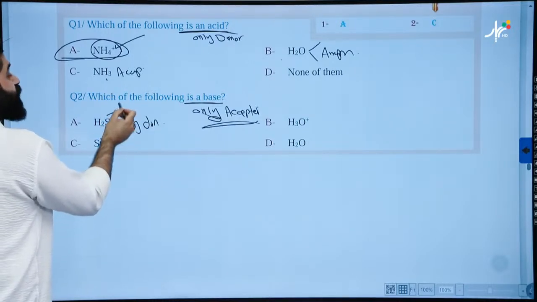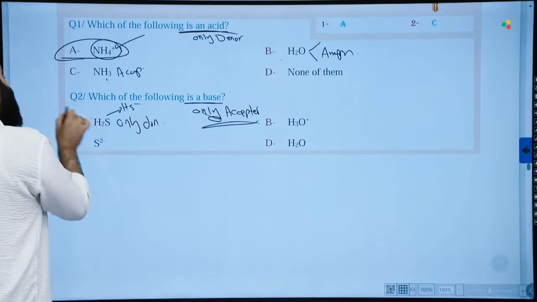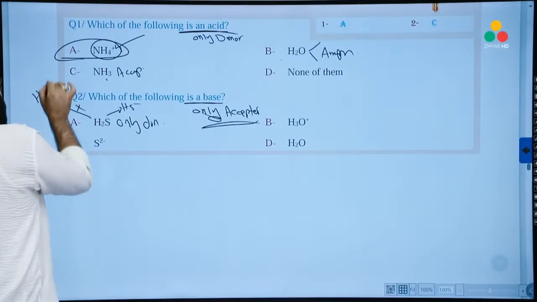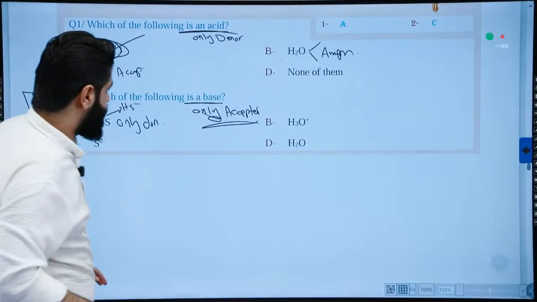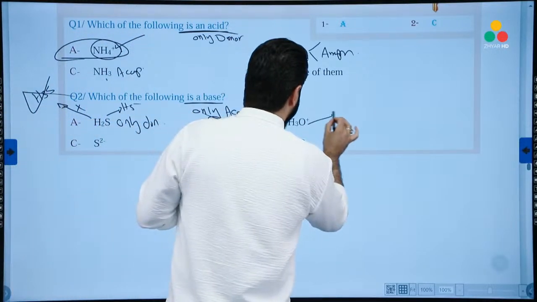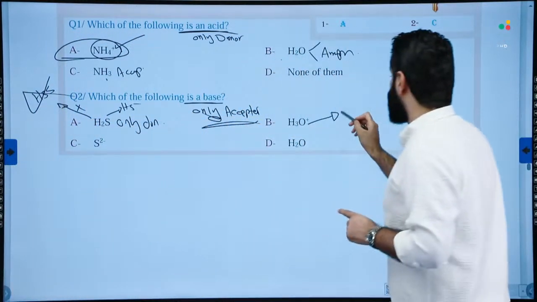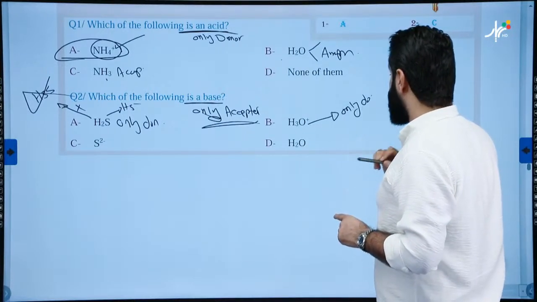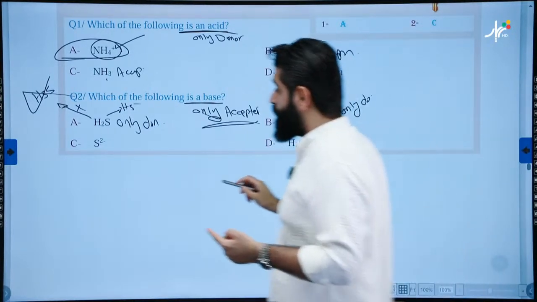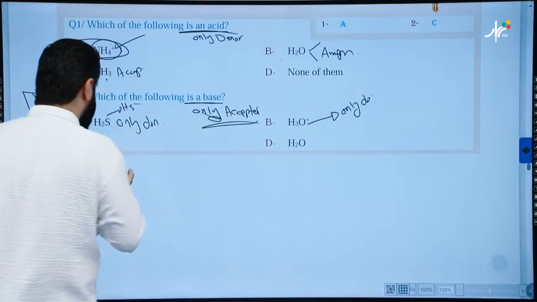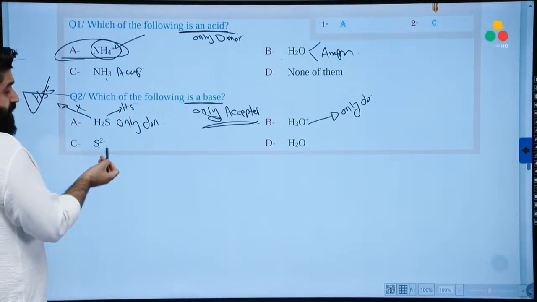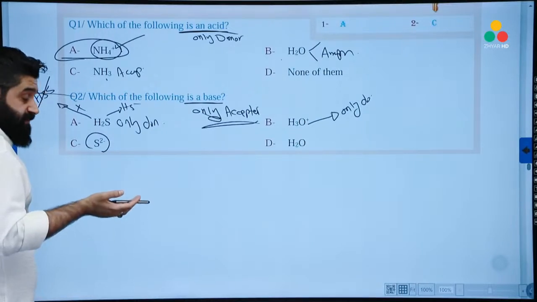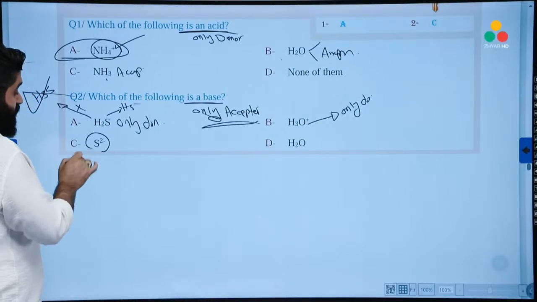It can donate a proton to form HS negative. But there's no option for this to become H3S. No, it's impossible. We don't have this. Okay. H3O, it's only a donor also. Only donor. And how about this? S negative, is there any proton to donate? No, mister. It has a negative. It's a negative ion. Okay, there is no proton, so this is only acceptor.